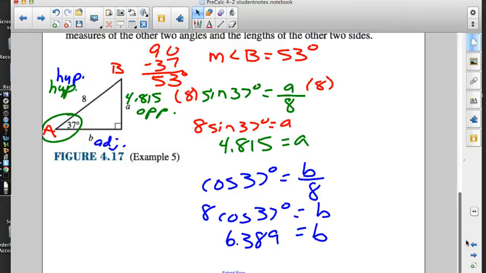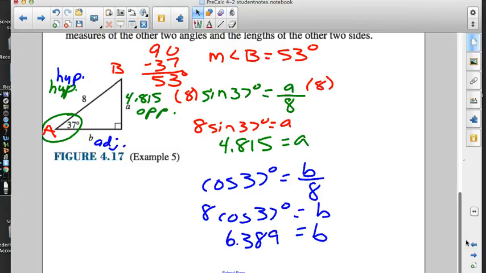Now, there is and there isn't a way to check our answers. I want you to communicate with your partner, see if you can come up with a way to check our answers here. So eavesdropping, I'm hearing the Pythagorean theorem, but tell your partner what the problem with that might be when we punch it in. Does everybody expect that if we punch in 4.815 squared plus 6.389 squared and take the square root that we will get 8? What's probably going to happen?